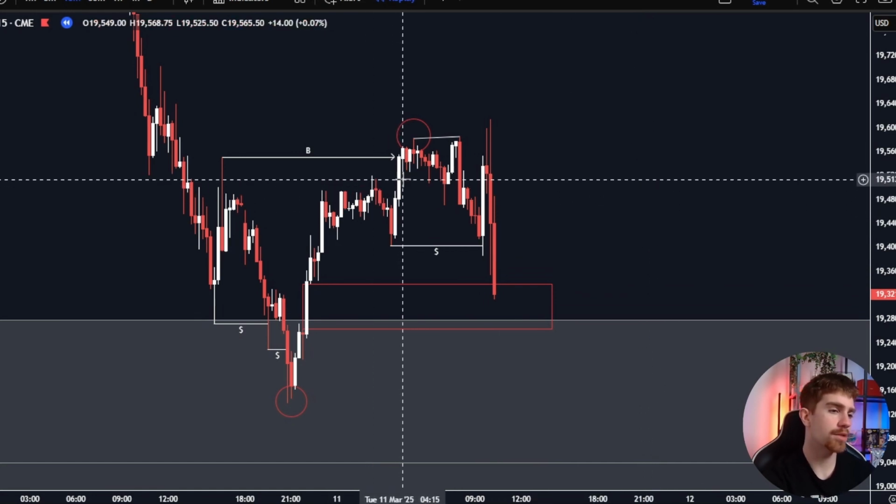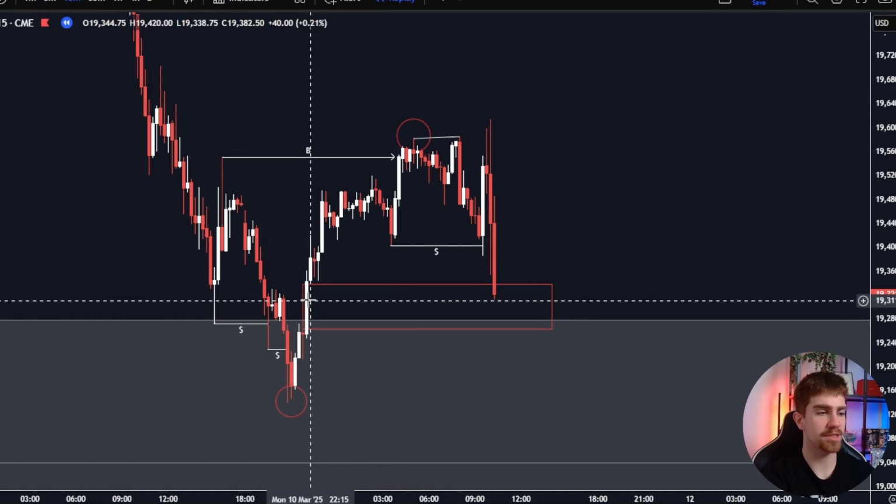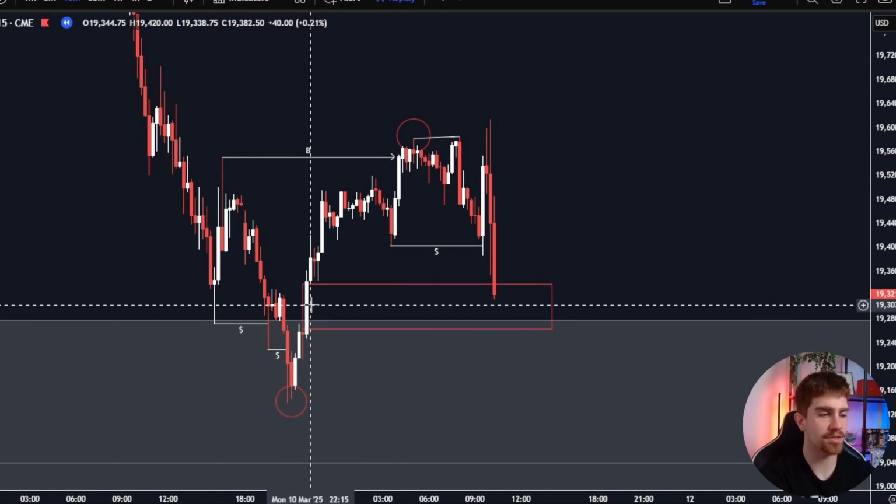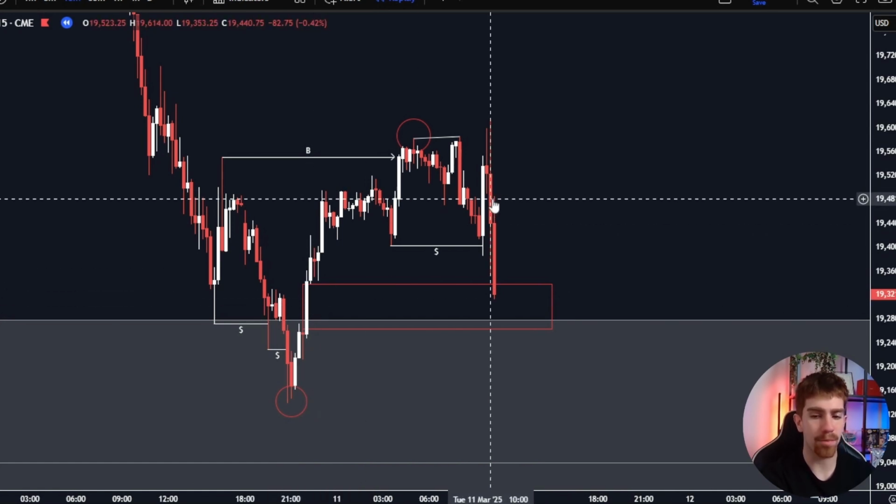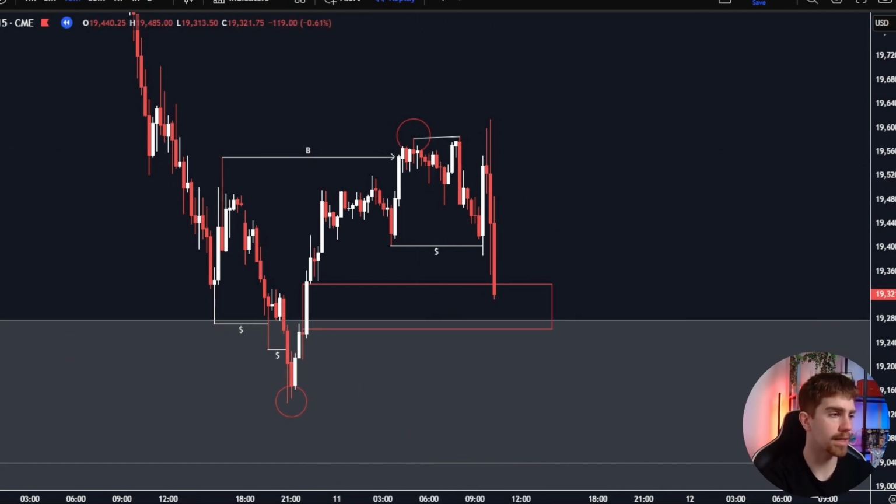There's a gap right here, but it's not major. This is the major gap. We need to come down to fill this imbalance, FVG, gap, whatever you want to call it, to then continue back up to the highs.